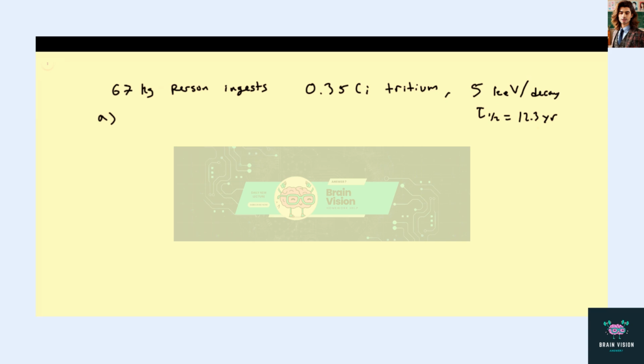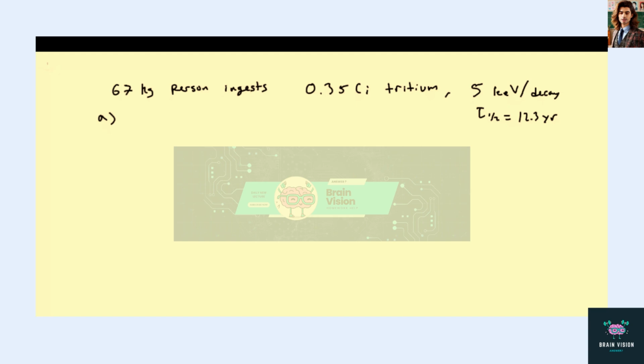A 67-kilogram person ingests 0.35 curies of tritium. We're told to assume that the tritium spreads uniformly throughout the body, and that each decay corresponds to an absorption of 5 kiloelectron-volts of energy. We're given the half-life of tritium, and the first thing we need to do is calculate the absorbed dose in rad and the equivalent dose in rem over a week.